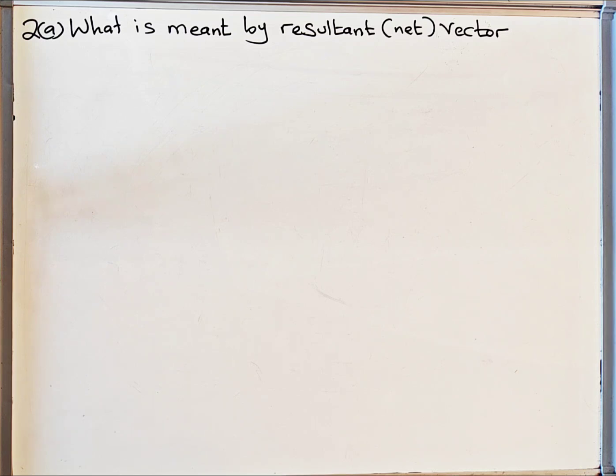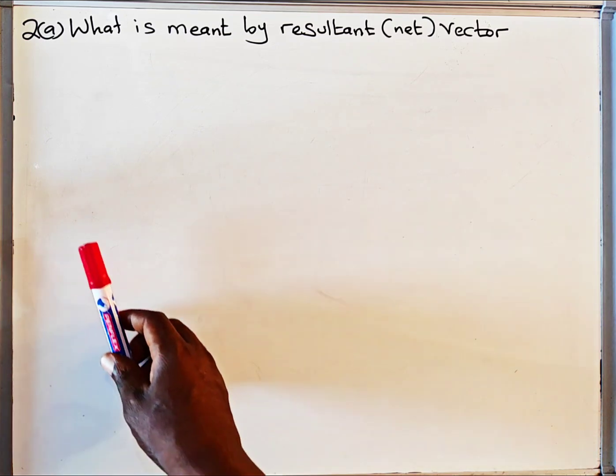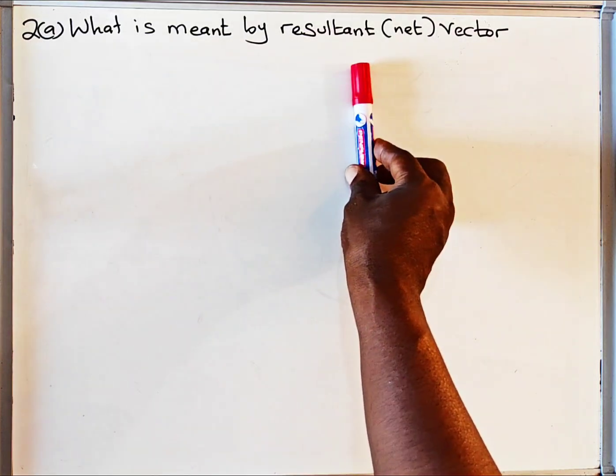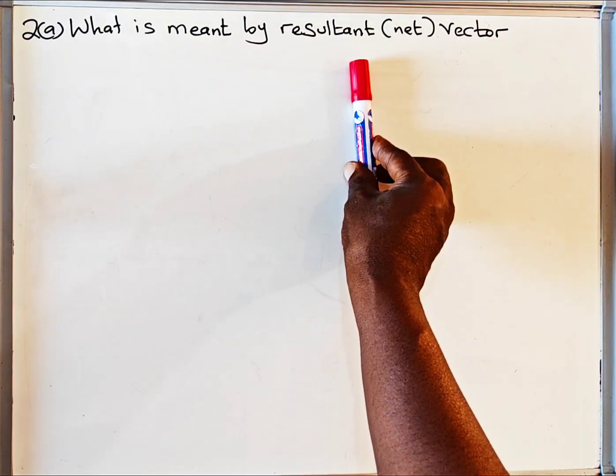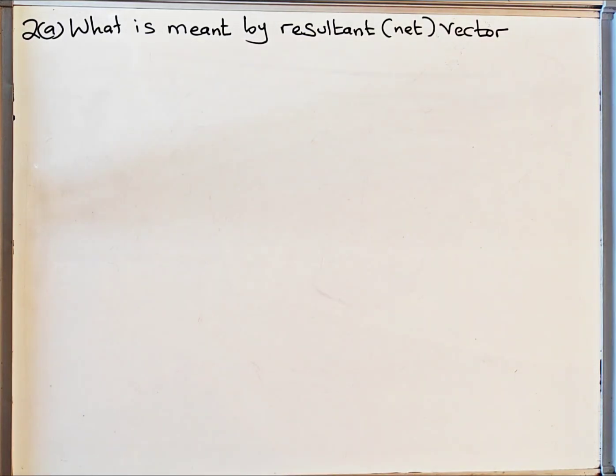Yes, and today we are looking at this question. It says, what is meant by resultant or net vector? It is a single vector having the same effect as two or more vectors put together.